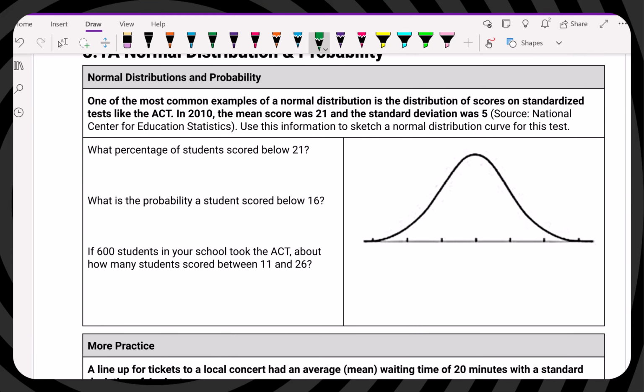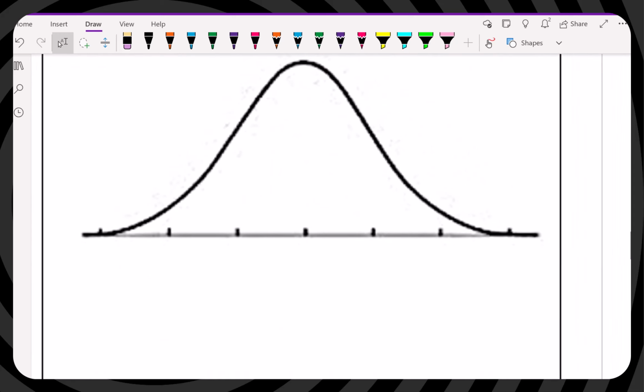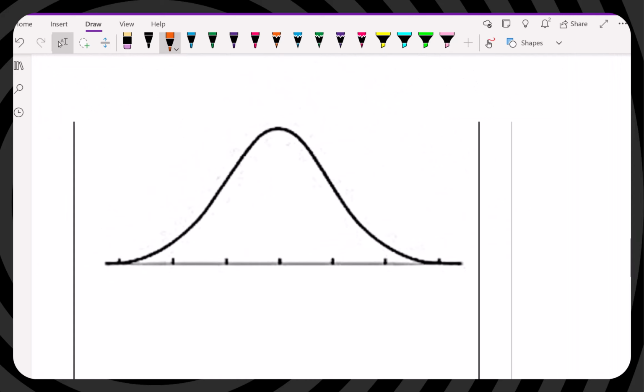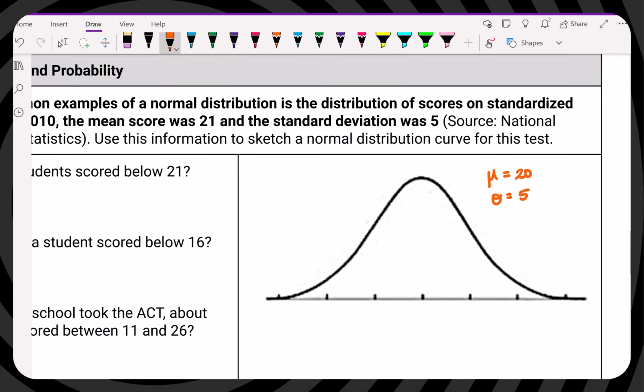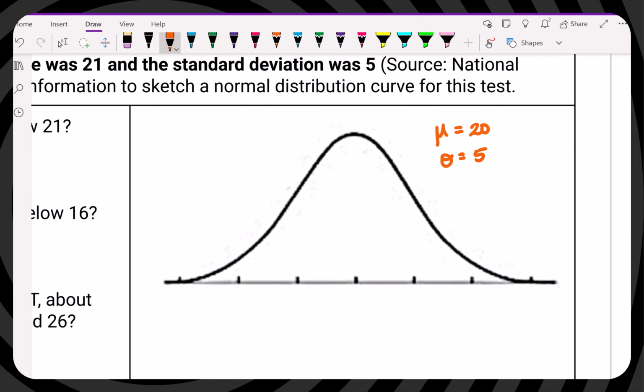Okay, here's what I'm talking about. It says one of the most common examples of normal distribution happens to be the distribution of scores on your ACT. So in 2010, the average score, the mean score, was 21 and the standard deviation was 5. So here's what we're going to do. We're going to label the mean and the standard deviation using symbols. So the mean is 20 and the standard deviation was 5. Okay, let me just double check. No, it wasn't 20, it was 21. Apologies.